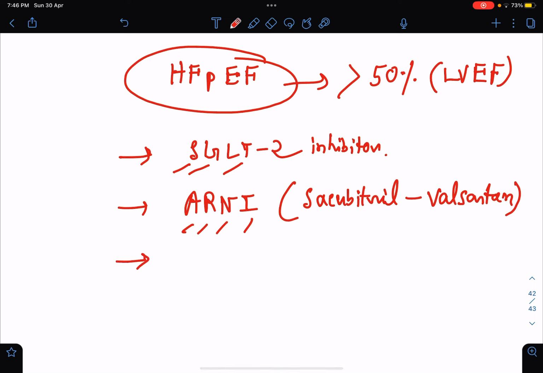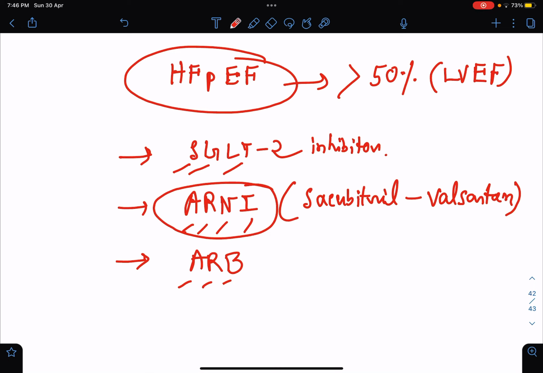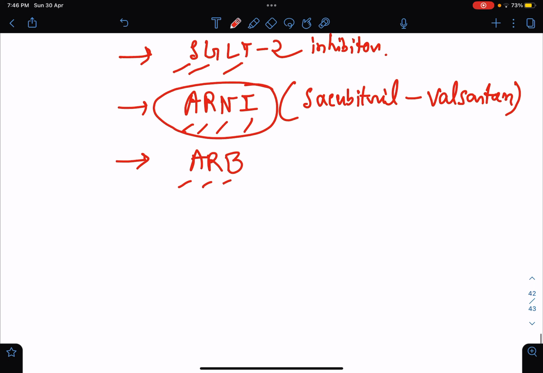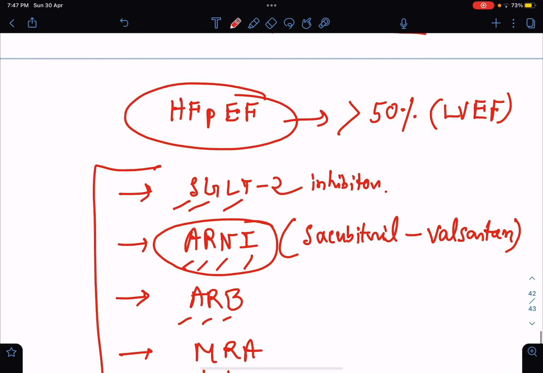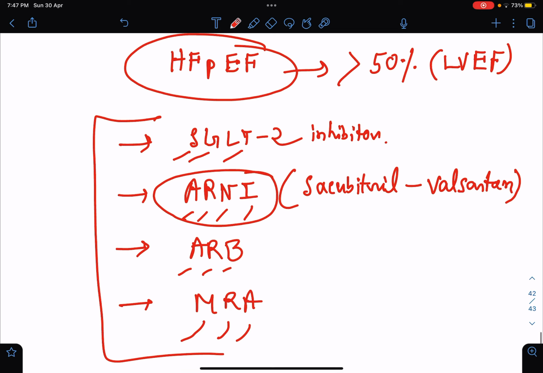And then next thing to be used is ARB, angiotensin receptor blocker. If because of cost of the medication ARNI cannot be used, it is a costly medicine, then ARB to be used. And then mineralocorticoid receptor antagonist like spironolactone, eplerenone, finerenone should be used. Okay, these are the important drugs to be used in case of heart failure with preserved ejection fraction.